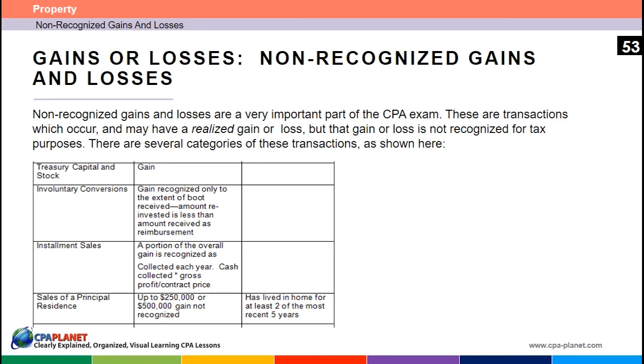Installment sales, a portion of the overall gain is recognized as cash is collected each year. Cash collected times gross profit, divided by contract price. Sales of a principal residence, up to $250,000 or $500,000 of gain is not recognized. There are rules about that. So we're going to cover all of these examples in detail.